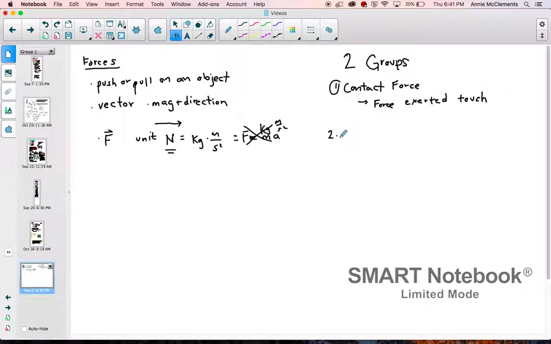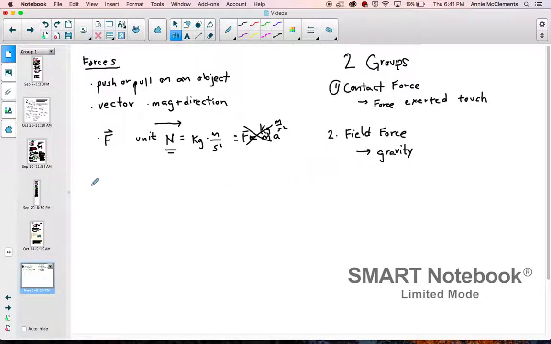The second type of forces are called field forces, and there's no contact in field forces. They're sort of invisible, hard to conceptualize. The biggest one that we're going to deal with is gravity, the force that's enacted on the object because of the mass of this giant Earth that we live on. Another common field force is electromagnetic force, so the force of a magnet. We're not going to talk too much about that, but it is one that you should be aware exists.